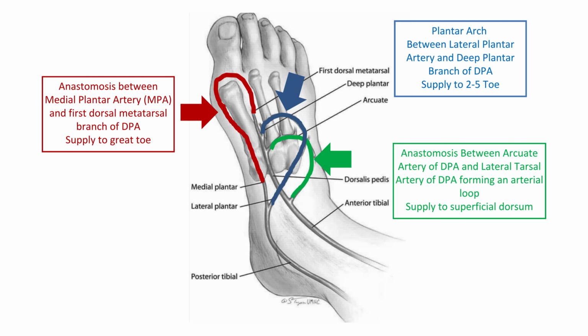So this is the anatomical representation of the three discussed anastomotic networks. The one in green is the anastomosis between the lateral tarsal artery and the arcuate artery, supplying the superficial dorsum of the foot. The one in red is the supply to the great toe, which is between the first dorsal metatarsal artery of the DPA and the medial plantar artery. And the one in blue is the plantar arch, which is basically between the deep plantar branch of the DPA and the lateral plantar artery of the posterior tibial artery, which eventually supplies the second to fifth toe.